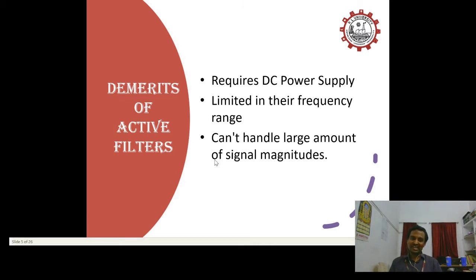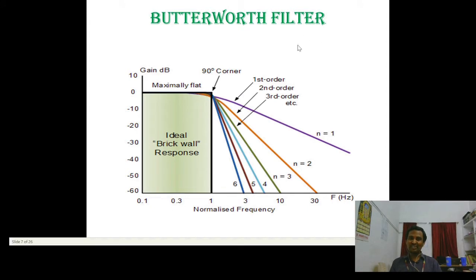The third important disadvantage of active filters is that they can't handle large signal magnitudes. If you give large magnitudes as input, the corresponding signal will be distorted. So now we are going for the Butterworth filter.